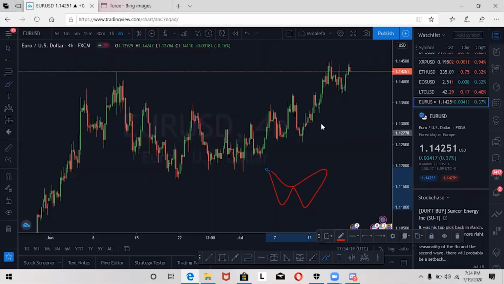Then we have a bearish butterfly. So it's more like a double top. Then this one is more like a double bottom. Yeah. Then we have more like a cipher, which is sometimes like this.